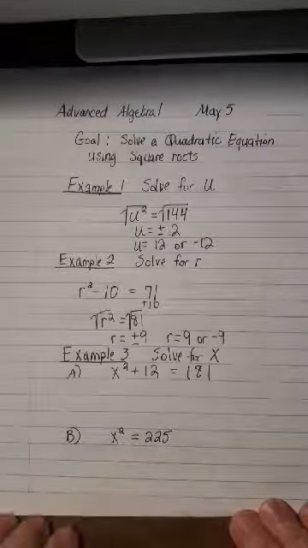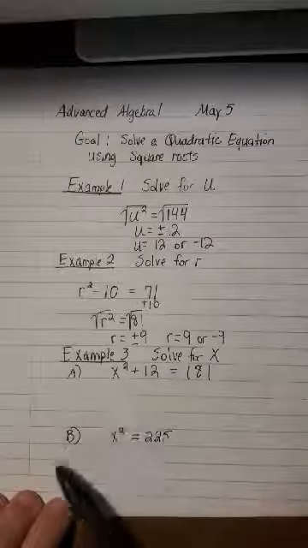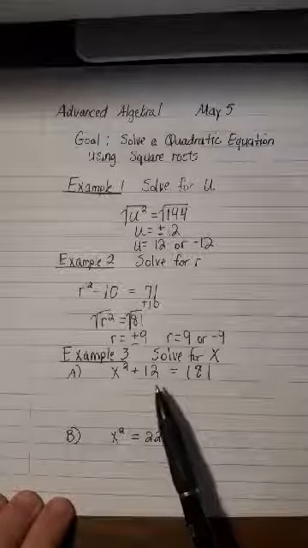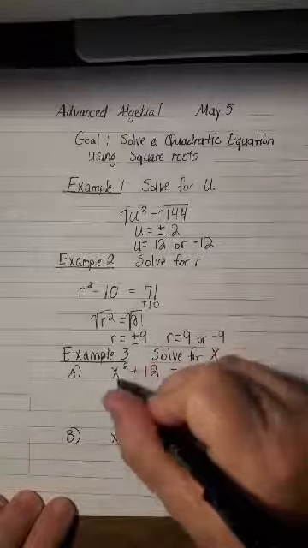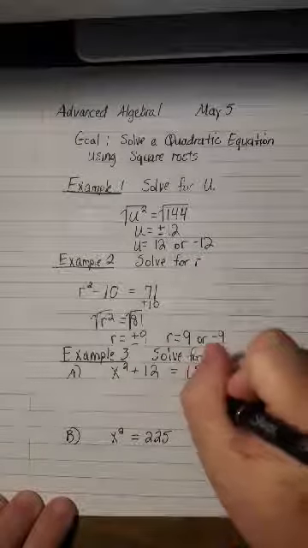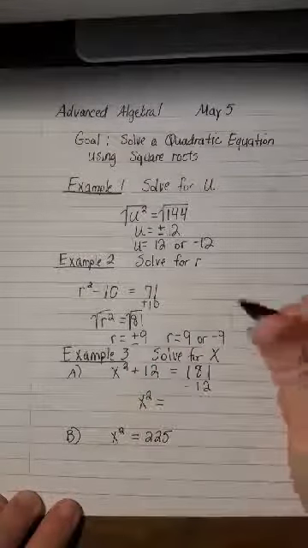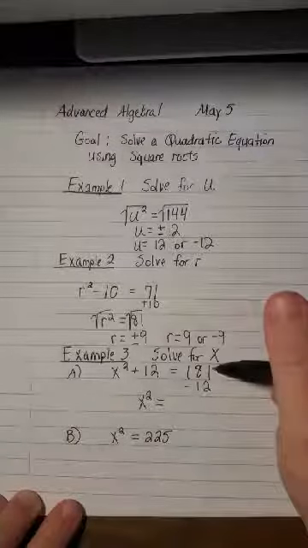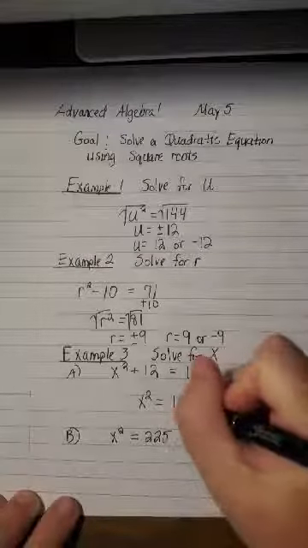Alright, moving on to example 3. We're going to solve for x. So example 3a is very similar to the one that we did in example 2. We have x squared plus 12 equals 181. I don't know why my 181 looks weird. But we need to subtract the 12 to get x squared by itself. So I'm going to come over here and subtract 12. And that leaves me with x squared equals 181 minus 12, which is 169.